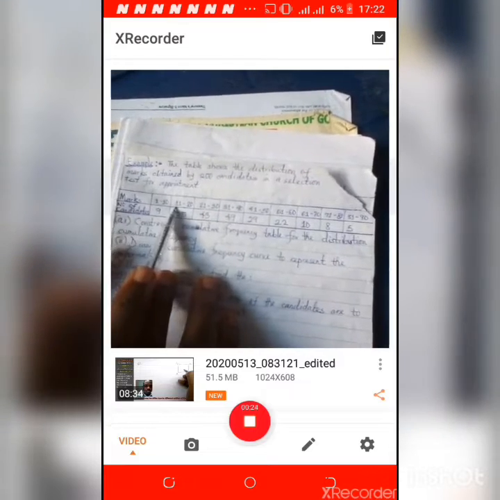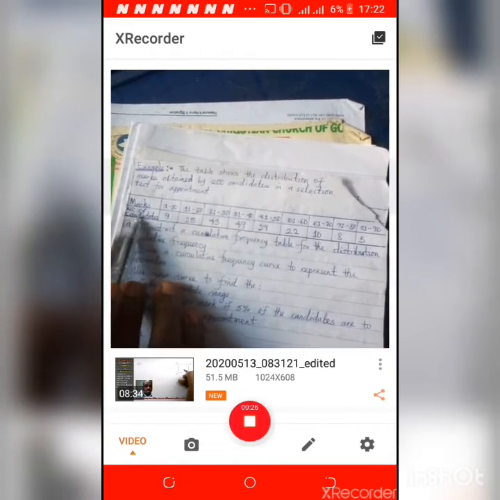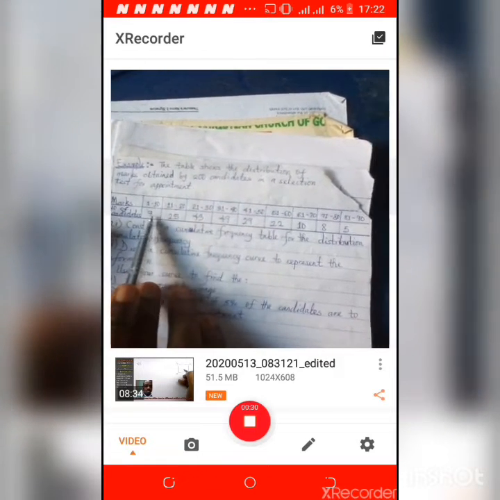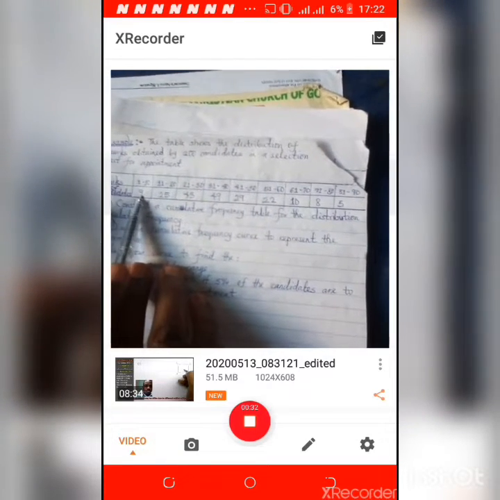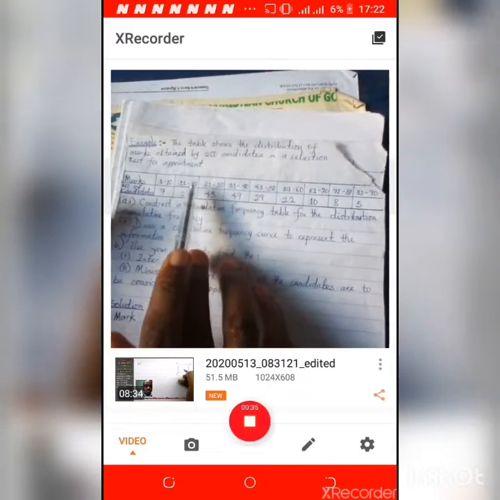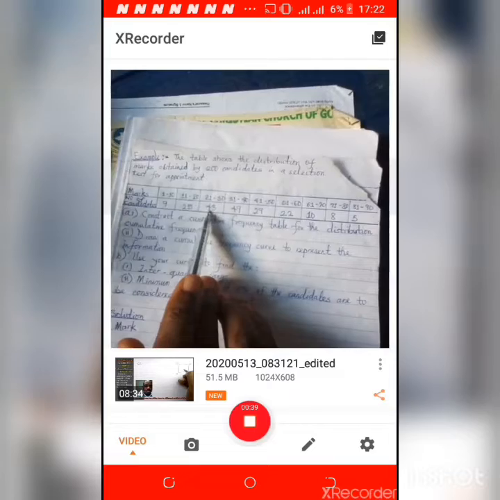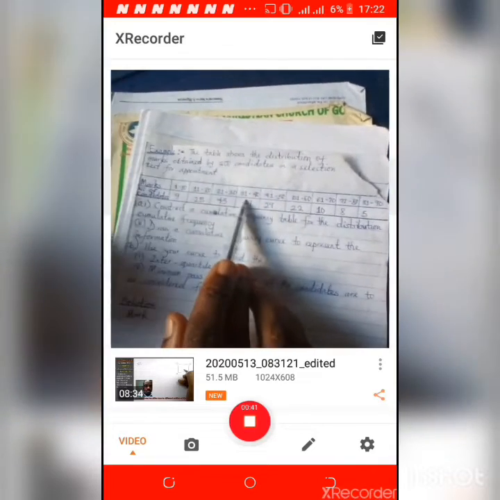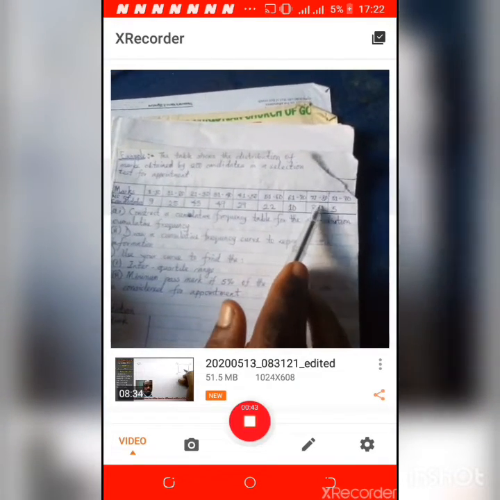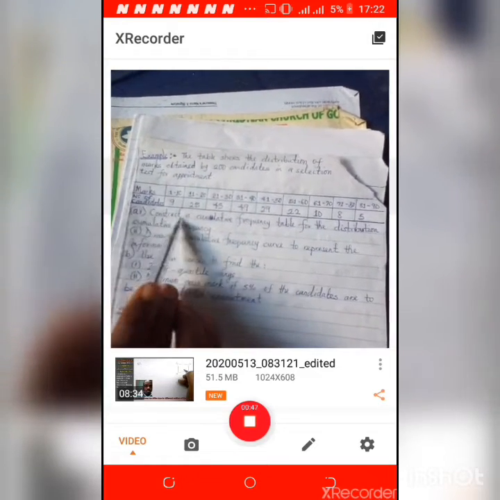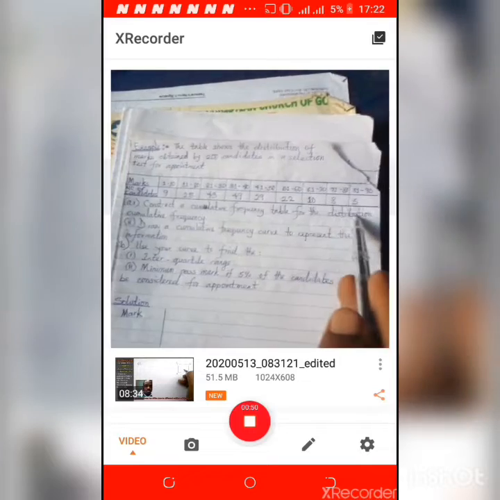We have the mark, we have the number of candidates. So we have 1 to 10, having the number of candidates that scored the mark at 9, 11 to 20, the number of candidates that scored that was 25, 21 to 30, the number of candidates that scored that was 43, and so on and so forth. You can see each one of them. Now the first question said we should construct a cumulative frequency table for the distribution.